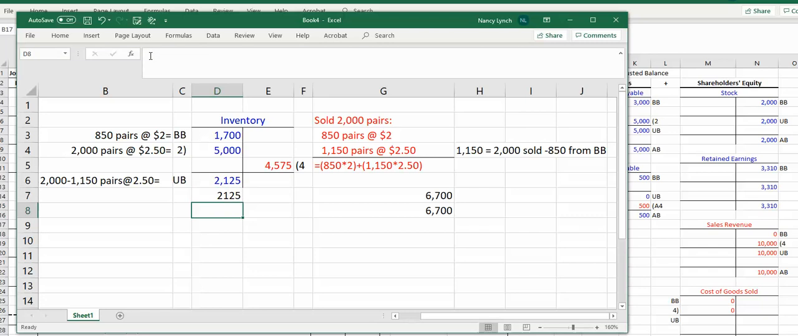So there's a number of ways of checking. All your goods available to sell, 6,700, can only be in one of two places. It either went out the door or it's still here. And then the other thing is, well, what's actually left? Well, we have 850 pairs at 2.50, coming to a total of 2,125. And that's how you record inventory using the first in, first out method.